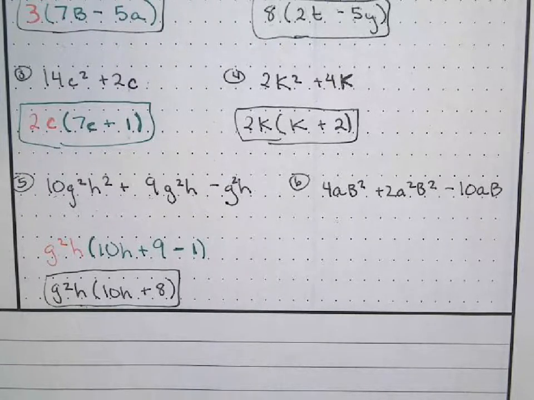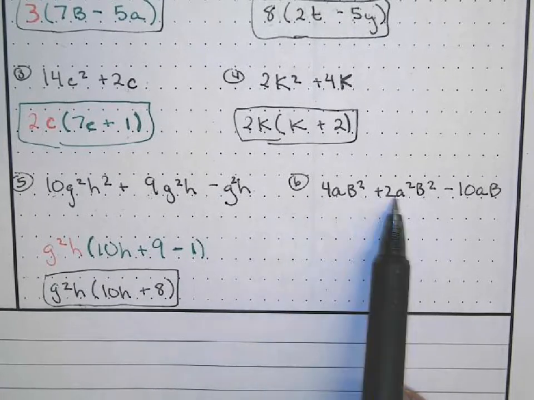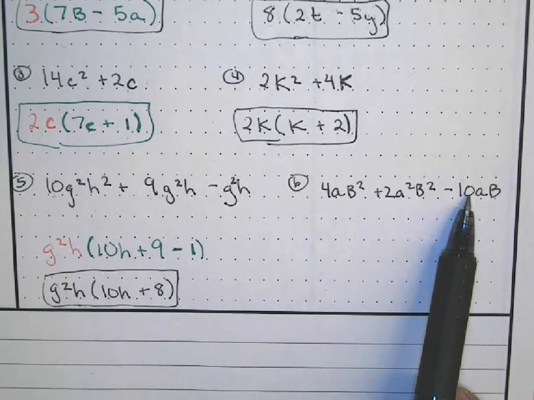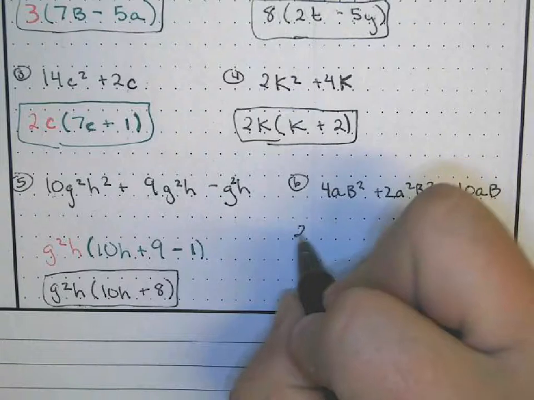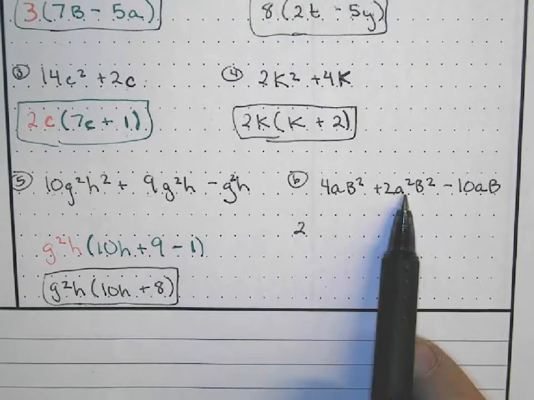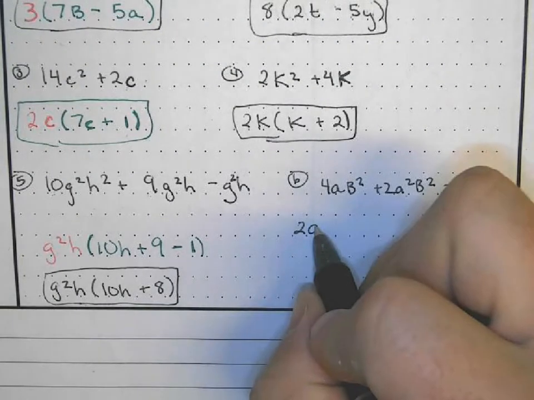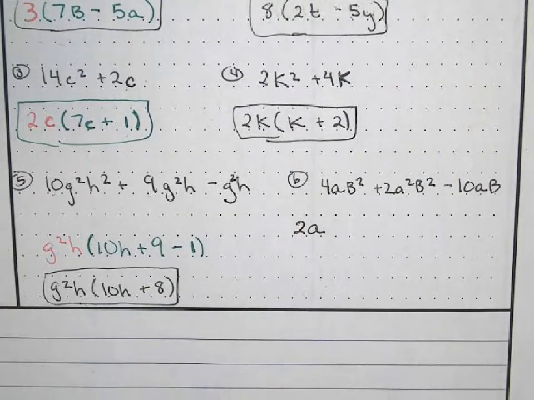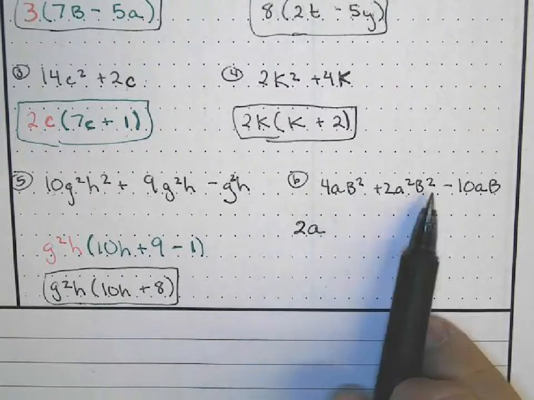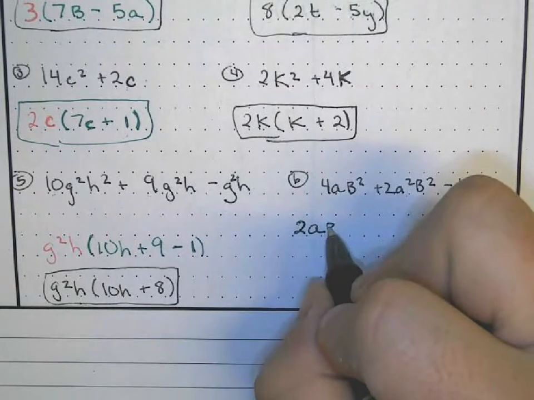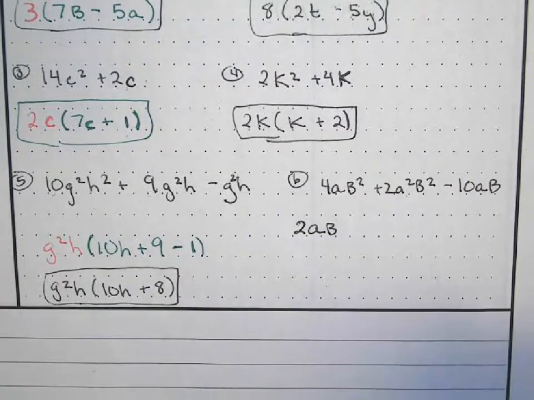Okay, so hopefully you took the chance to try this one on your own. When I look down the line, I see that I have a 4, a 2, and a negative 10. So all those are divisible by 2. So I can factor a 2 out. And then I see that I have an a squared, and an a. So each term has at least one a, so I'll pull one of those a's out. And then I look down and I see I have a b squared, and a b, and each term has at least a b, so I'll pull a b out.